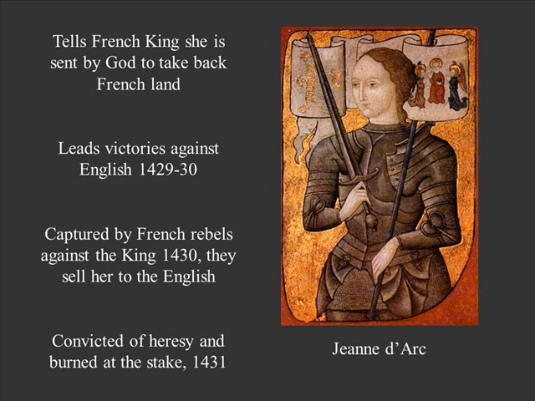The French army that she's helping lead loses one battle, and she's taken prisoner. Eventually, some counts that don't like the French king get a hold of her, and they offer to basically ransom her to the French king. The French king doesn't have the money, so he can't do it. So instead, they sell her to the English. And the English put her on trial for basically heresy, being a false prophet, which is a kind of religious crime. And they burn her to death.